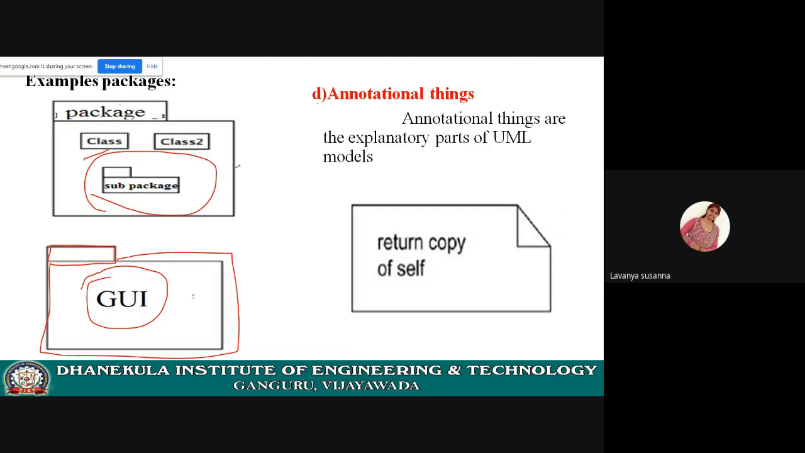Now the next one is annotational things. Annotational things are explanatory parts of UML, where you will use some notes, that is, some textual content, comment lines or descriptions. This represents a note, N-O-T-E. This is the symbol for note. These are the explanatory parts of UML. I hope you understood all these things.